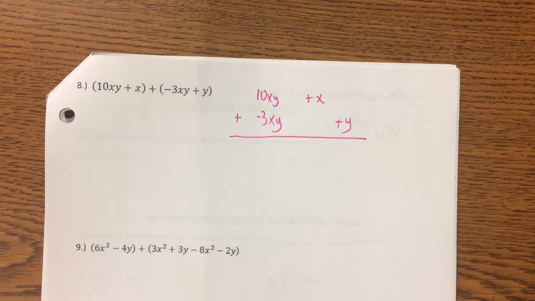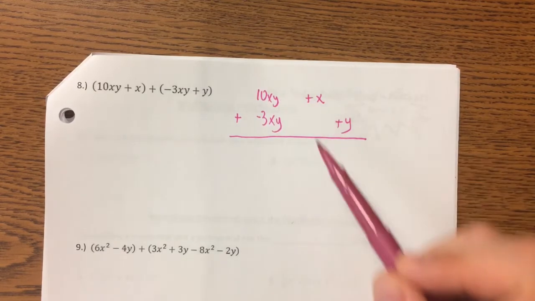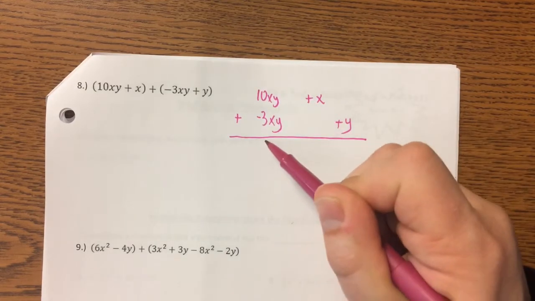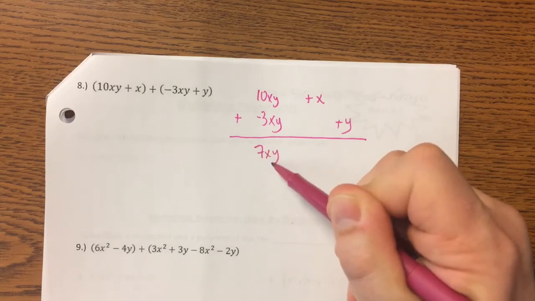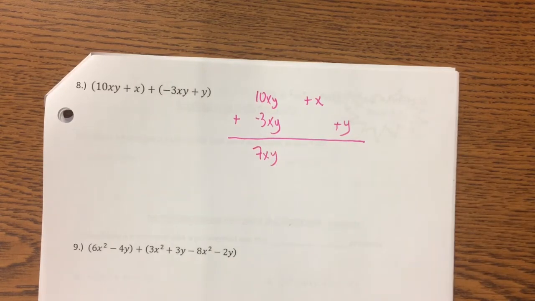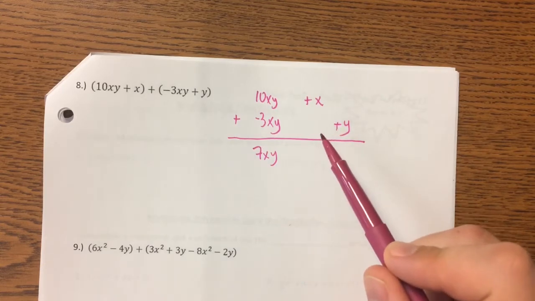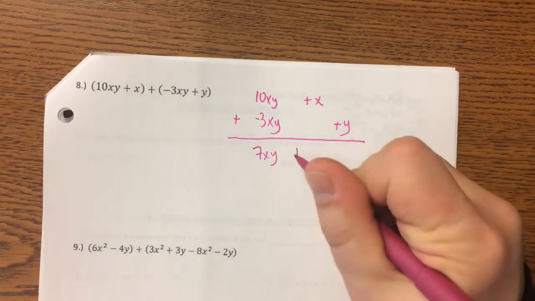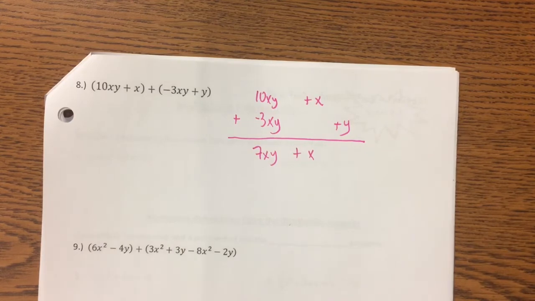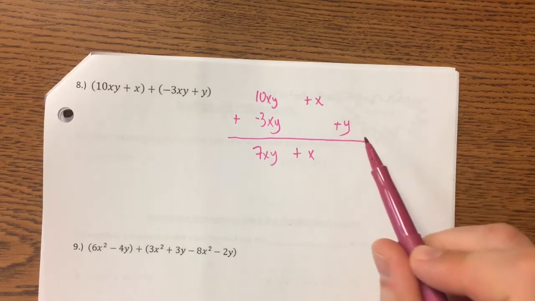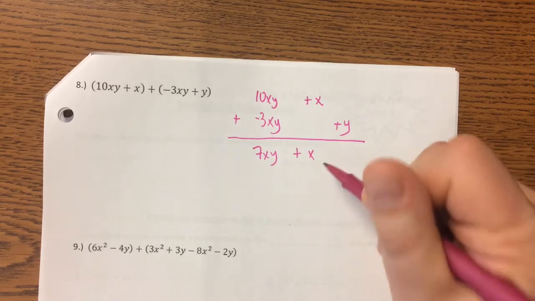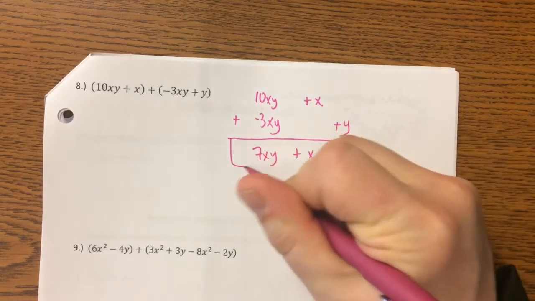All right, so let's see. Ellie, what's 10xy minus 3xy? 7xy. Right. And Ari, what's x plus nothing? X. And Dana, what's nothing plus y? Y. Good. So here's our result.